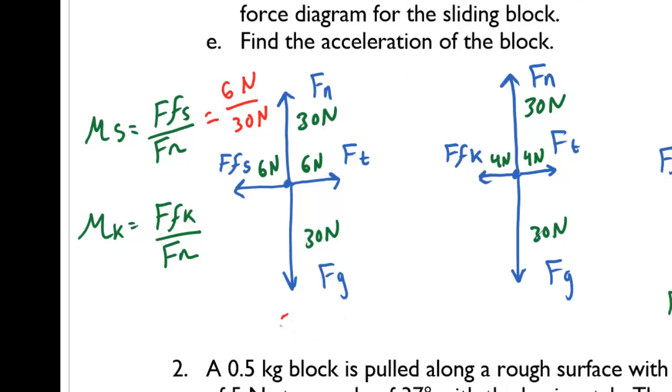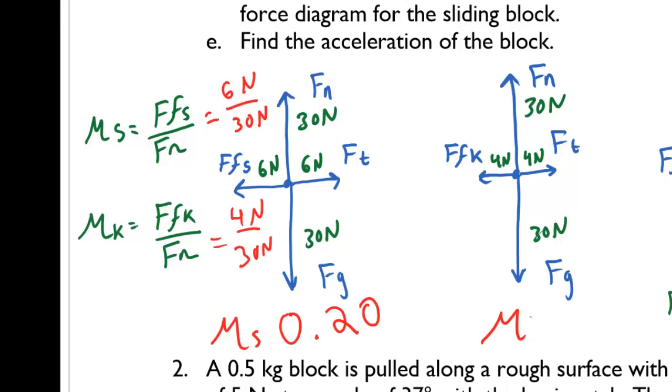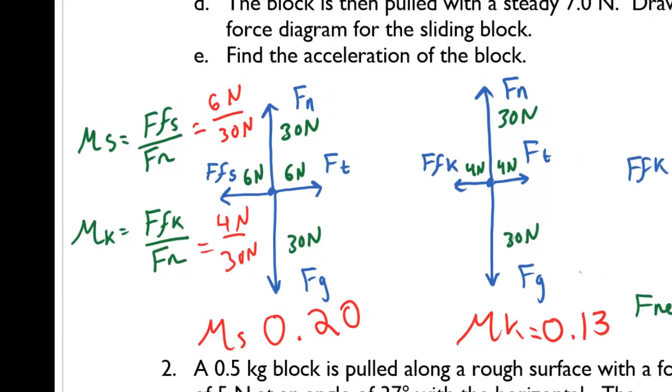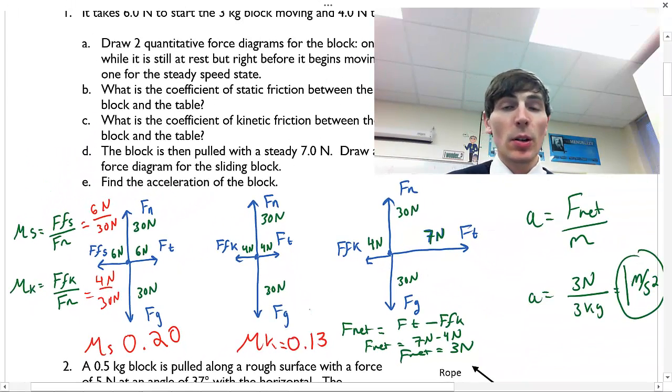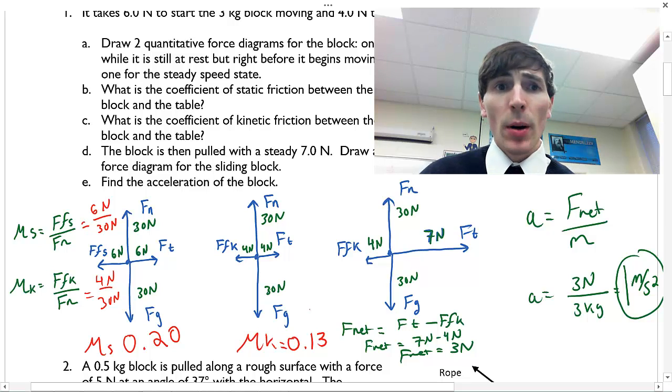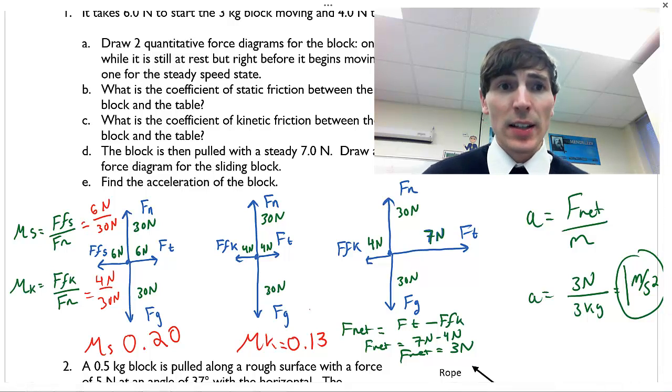For this one, it is 0.20. That's the coefficient of static friction here. Then doing the work for the other one, it's going to be 4 newtons divided by 30 newtons, which gives me a coefficient of kinetic friction of 0.13. A little bit of rounding there. So now we found our coefficient of friction. Part C, we've solved that now.